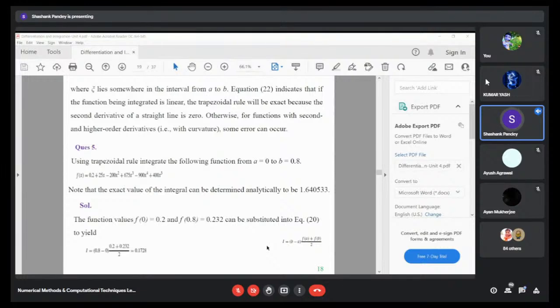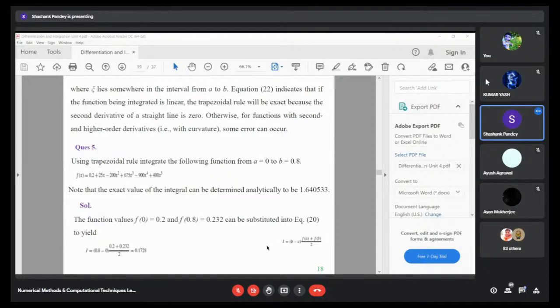Equation 22 indicates that if the function being integrated is linear, the trapezoidal rule will be exact because the second derivative of a straight line is 0. So the trapezoidal rule will be exact for a linear function. However, if we try to find the integration using the trapezoidal rule for a higher order polynomial, say fifth order, then there will be an error involved in the computation of the integral.